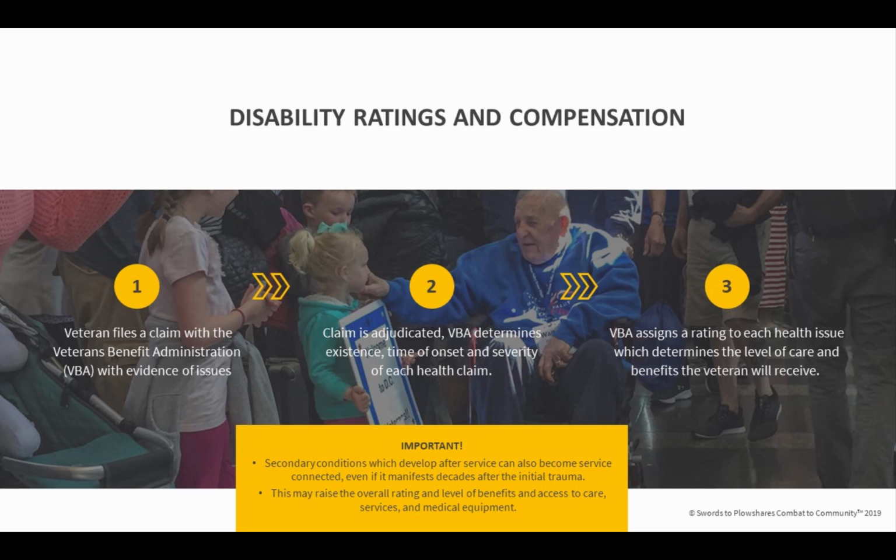Again, I mentioned this earlier, secondary conditions. PTSD is associated with higher levels of dementia, heart disease, and other conditions. So if those manifest even decades after the initial trauma, one can add that to the service connection and gain access to more care, more benefits, in particular when you're talking about aging veterans, medical equipment, caregiver, and aid and attendance.